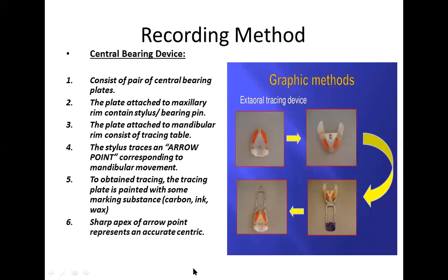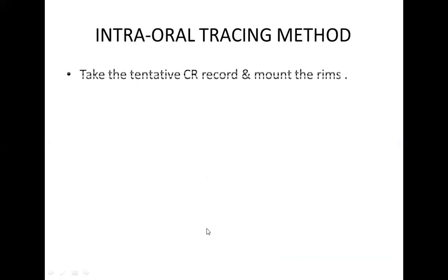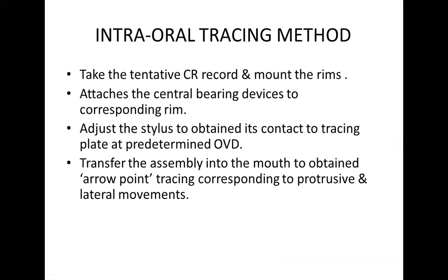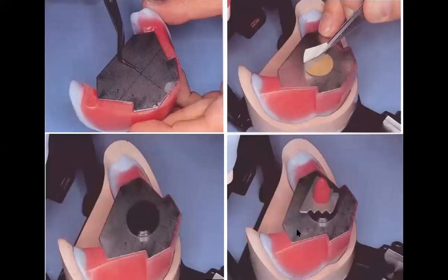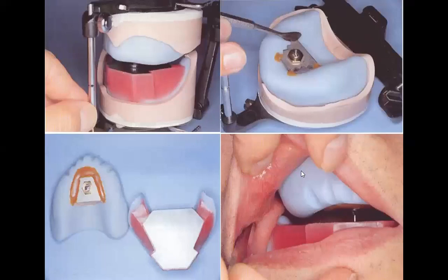So when you insert these in patient's mouth, see this, this is your tracing table which is attached to your mandible. It is attached to your mandibular rim, and then one of the tracing plate which is attached to your maxillary area, you can attach it with the maxillary rim even. Sometimes you used to remove this rim and directly we attach it over the base plate there.